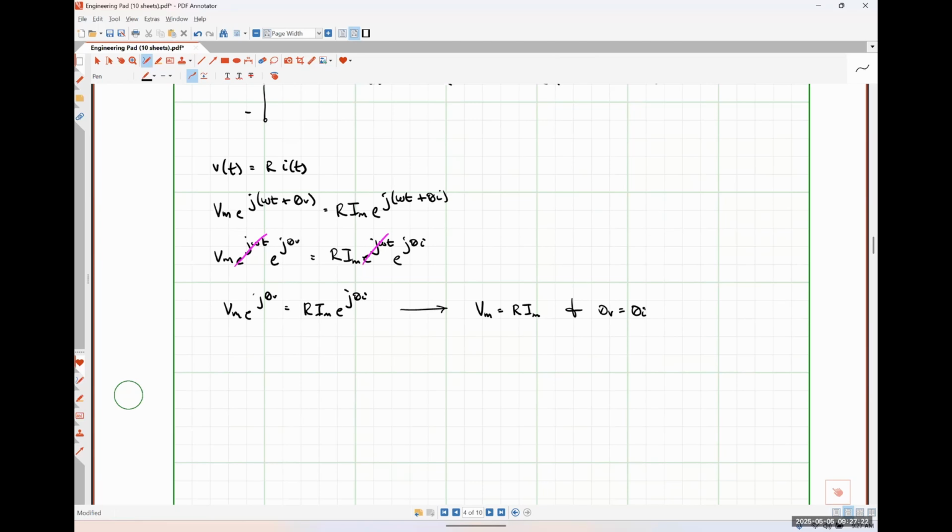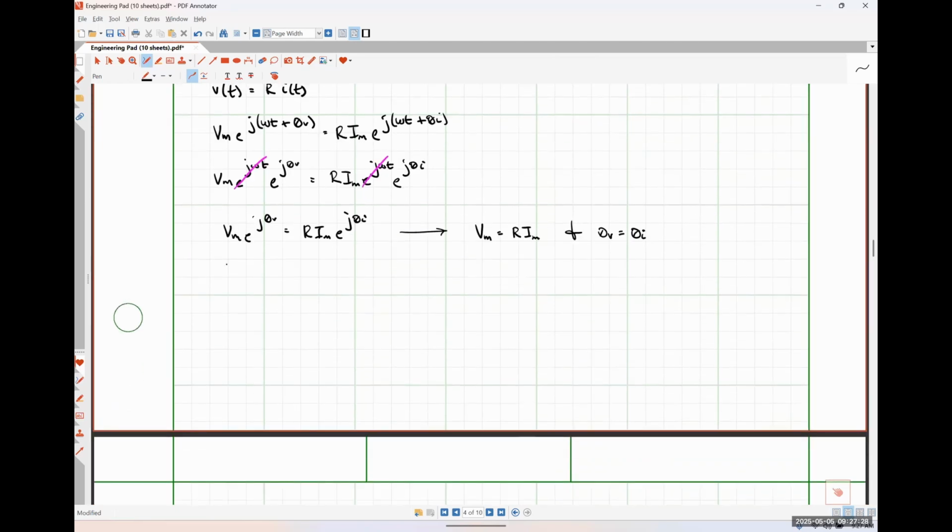Well, these exponential form complex numbers could be written as polar form complex numbers. So that would be Vm angle theta v is equal to R times Im angle theta I, and recognizing that Vm angle theta v is nothing more than phasor voltage V, and Im angle theta I is nothing more than phasor current I, we get Ohm's law in the frequency domain: phasor voltage V is equal to phasor current I times R. So Ohm's law is still just Ohm's law, but now we're using complex numbers.